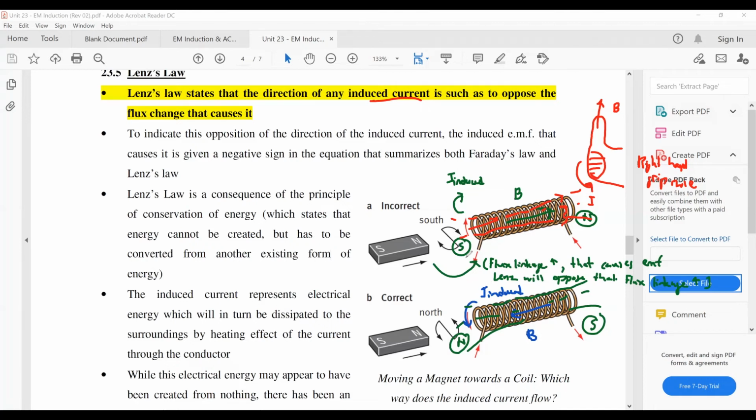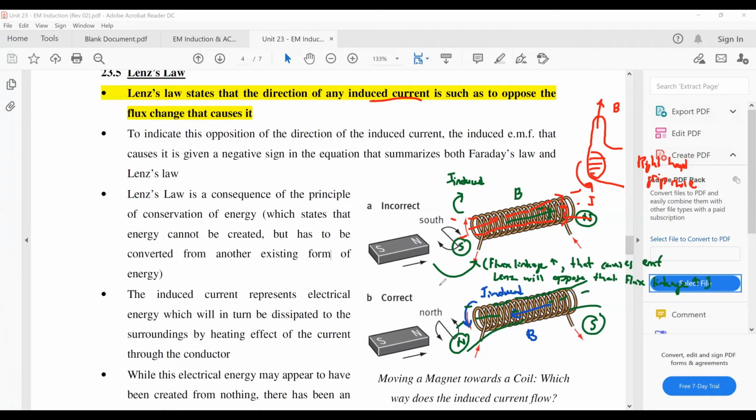So if you want to look at Lenz's law in another way, you remember this statement here: whatever caused the EMF change, it will try to oppose it. So if here you get EMF because flux linkage increases, Lenz's law will tell you that it will try to oppose this. It will prevent your flux linkage from increasing.